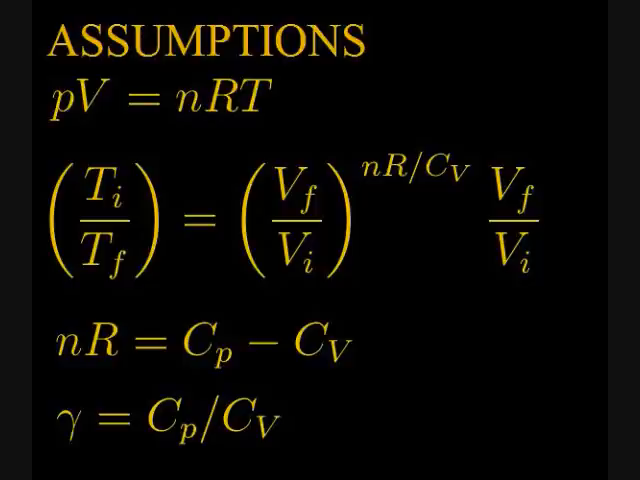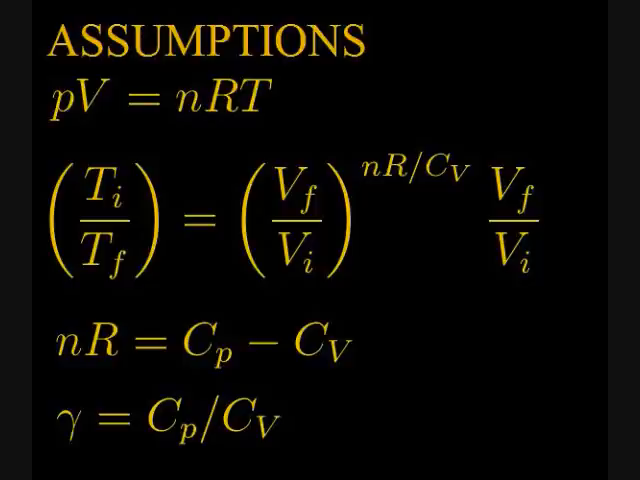The relationship between the initial and final volume and temperature, which was derived in the previous video, is T_I over T_F equals (V_F over V_I) to the nR over C_V, plus 1.